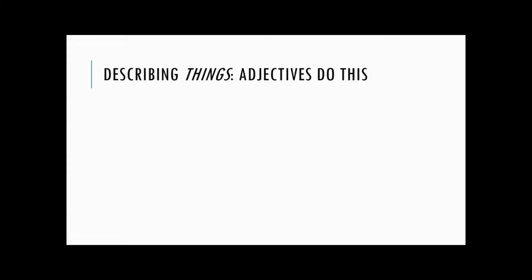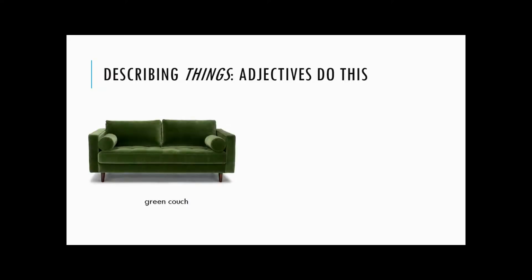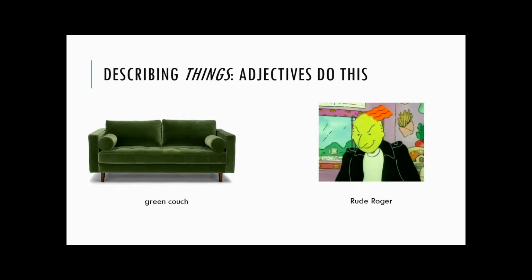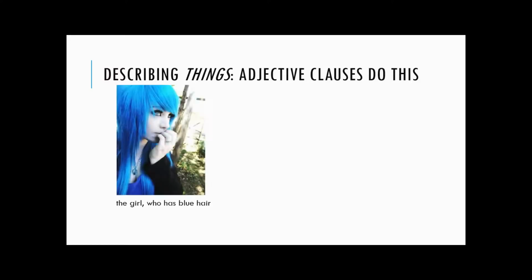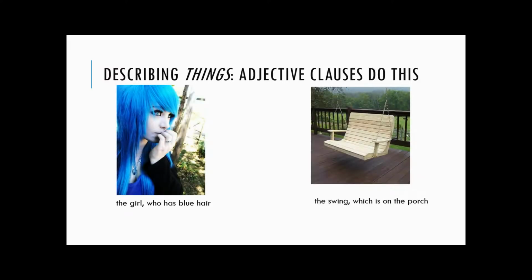If you write just an adjective and the thing it describes, you could usually draw a picture of it. Green couch. Rude Roger. Adjective clauses are the same. The girl who has blue hair. The swing, which is on the porch. It's not hard to picture these things without having to imagine them doing anything. They make sense even though they aren't complete sentences.